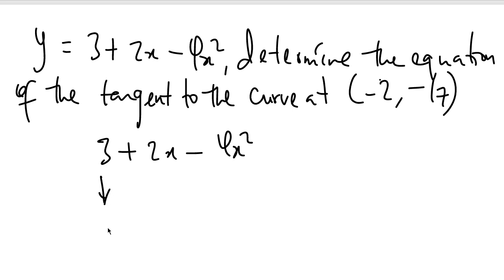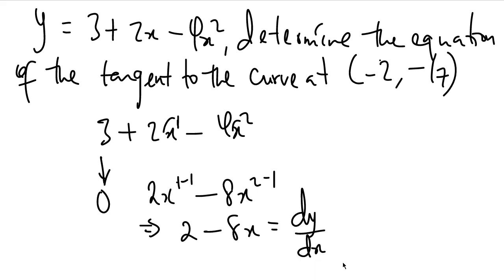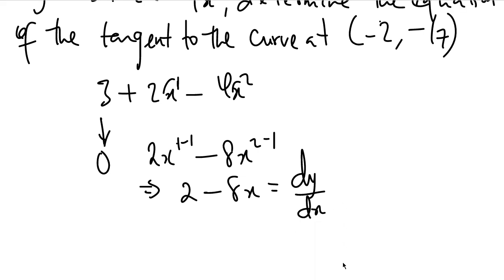So in this case, the derivative of a constant is 0. Then this is 2x to the power 1. The 1 comes down, so that will be 2x to the power 1 minus 1, which is 2x to the power 0, which is 2. And then the negative, the 2 comes down, so that would be 4 times 2, which is 8. That will be 8x to the power 2 minus 1. So what are we now going to have? 2 minus 8x. So this is simply the gradient. Are you following? So this is the gradient expression, 2 minus 8x for all x.